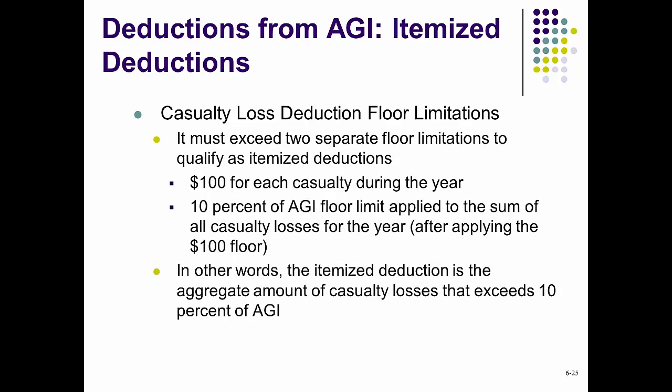Casualty loss deduction floor limitations. Similar to the medical expense deduction limitation, there are two separate floor limitations for a specific casualty loss to qualify. The first is $100 for each casualty event, to eliminate small losses. This means you must have lost more than $100. The second floor limitation is 10% of AGI, or the loss must be greater than 10% of AGI. Please reference example 6-24 on page 6-25.